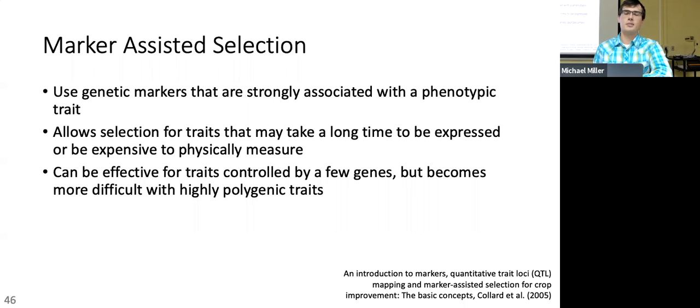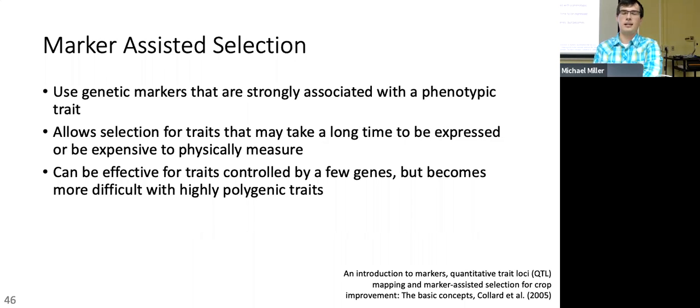In marker assisted selection, we're using genetic markers that are strongly associated with a phenotypic trait. This is useful for traits that can take a long time to be expressed or are expensive to measure. An example would be an apple, where it can take years to get from apple seed to a tree that has apple fruit on it, but you're really mostly concerned about the fruit. So it'd be great if you could find traits about the fruit that are associated with a genetic marker that you can then use on young seedlings instead of having to wait to actually see the apple.